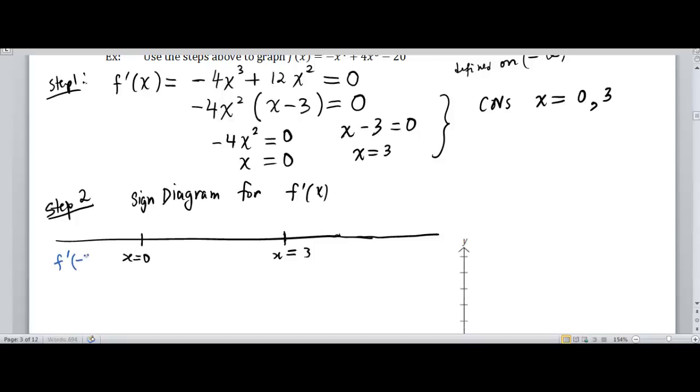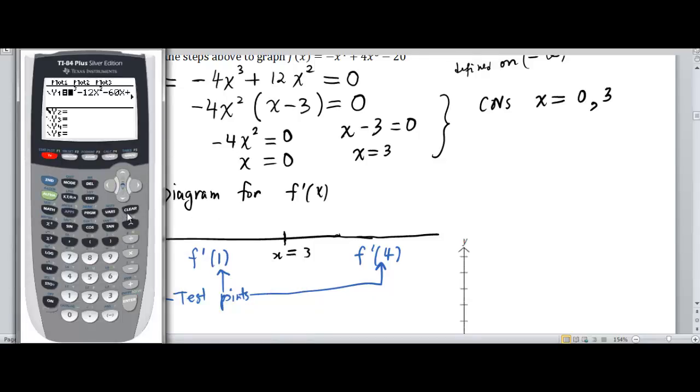Let's pick a number below 0, negative 1. Let's pick a number between 0 and 3. Let's pick 1. And a number above 3. Let's pick 4. Okay? And then we want to take these test points and plug them into the first derivative. Okay? I'm writing extra stuff for you. You don't have to put this in. I'm just making clear that these are the test points. Alright, so let's do that.